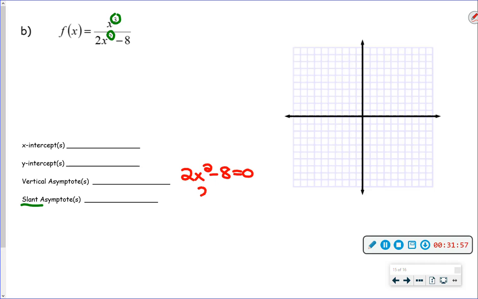I'm going to add 8 over, divide by 2, and then I'm going to root it. Again, you could have solved by factoring. I don't care how you solve it. That's your choice. Plus or minus 2, we got. Oh, we got 2 of them. Great. Sounds fun. All right, let's draw them.